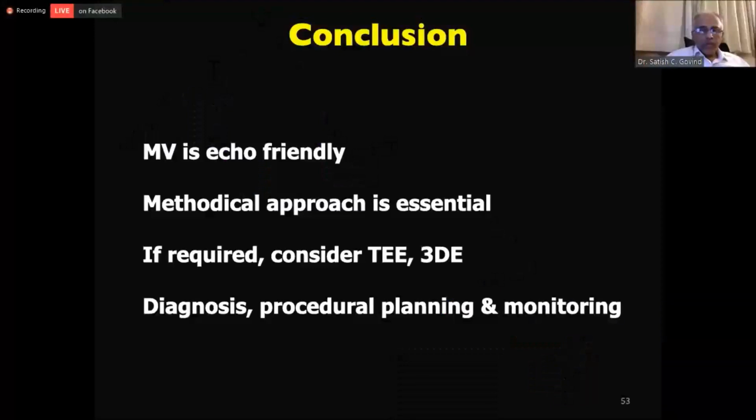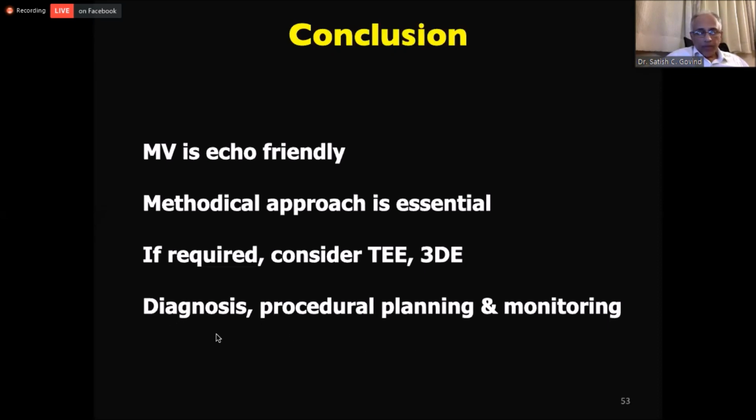So in conclusion, the mitral valve is something which is very echo-friendly compared to a lot of other valves. It is very important that you go through a very methodical way, especially when you have an elective echo, and make sure that you go through the sequence without missing anything, and that multiple parameters are taken into account. A combination of these parameters tells you in which direction your stenosis severity is going. And whenever you have ambiguity or need incremental information, definitely look at TEE, 3D, and of course, additional multimodality imaging options are there.